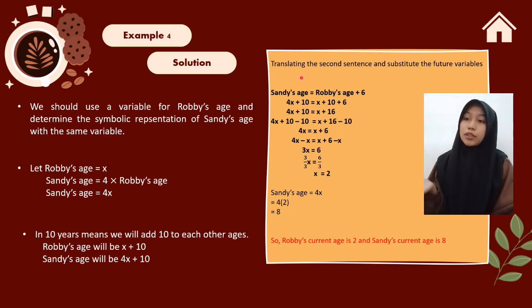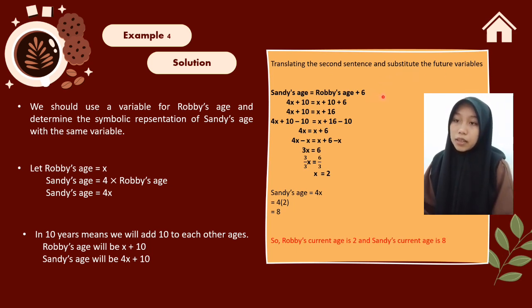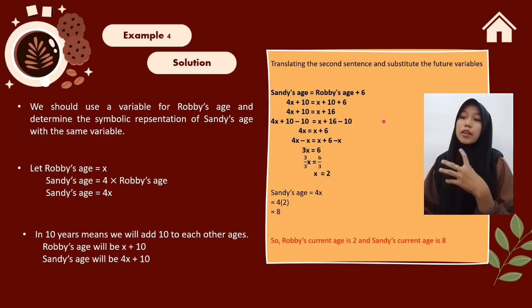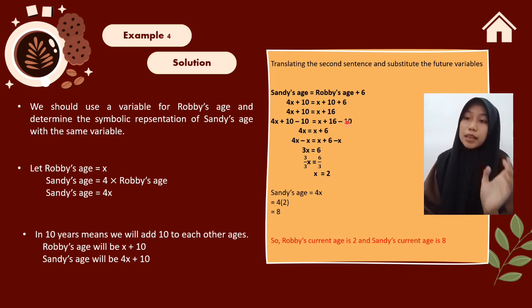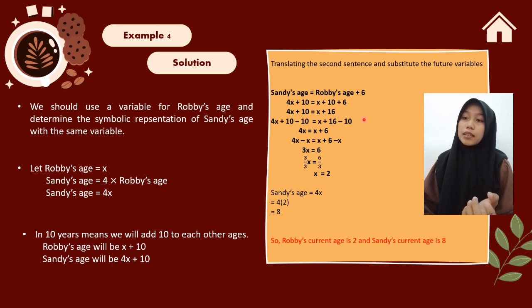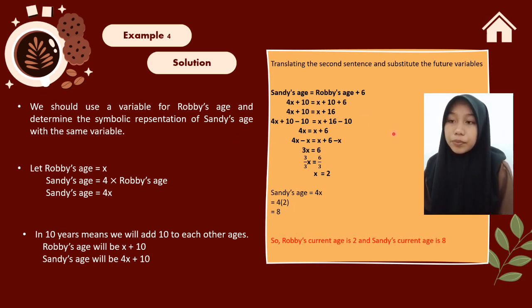Next, we translate the second sentence and substitute the future variables. Sandy's age equals Robbie's age plus 6. So, 4x plus 10 equals x plus 10 plus 6. And we have 4x plus 10 equals x plus 16.